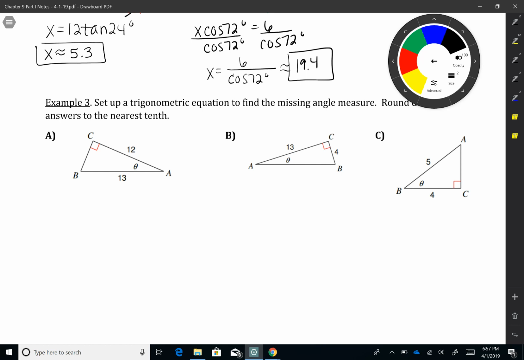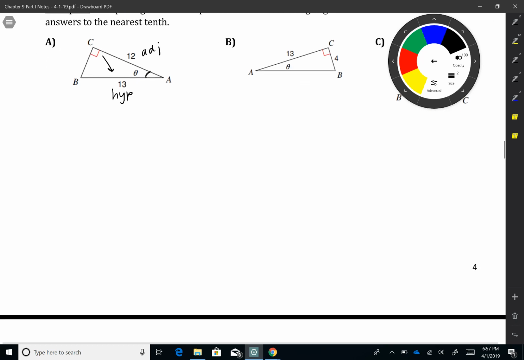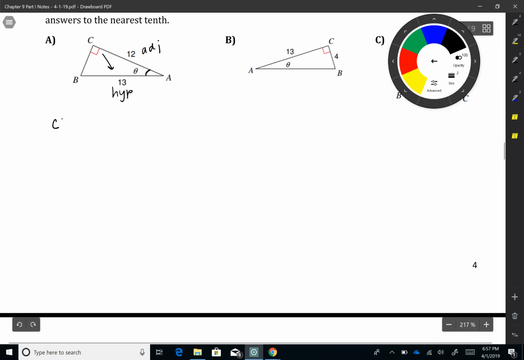Okay, so we see the angle that we're looking for has the theta in it. Same way we did up above, we identify what the sides are that are given to us. From this angle theta, we see 13 is across from the right angle, so that is our hypotenuse. And 12 is coming off of our angle, so that is our adjacent side. So that's cosine. Well, we don't know the angle measure, so we're going to write cosine of theta, but we do know adjacent is 12, hypotenuse is 13.